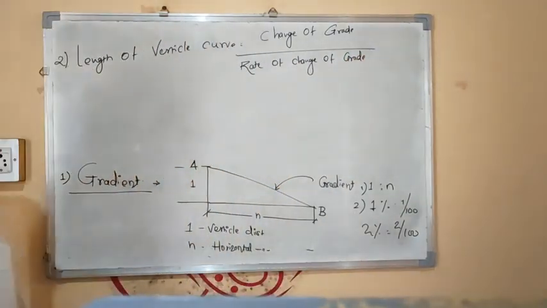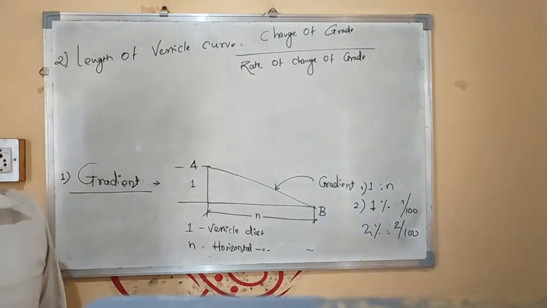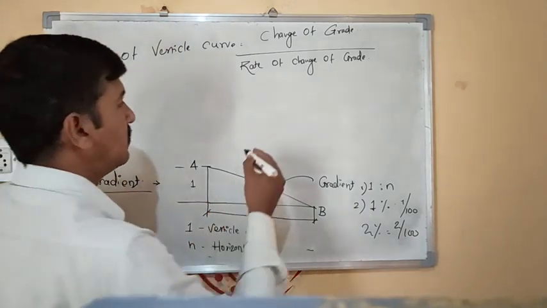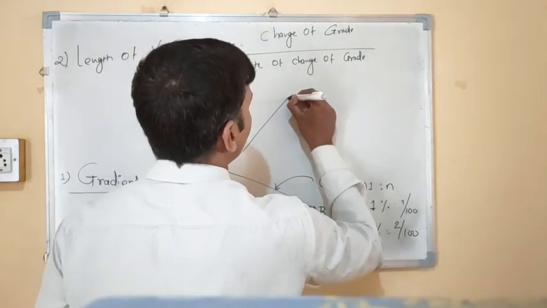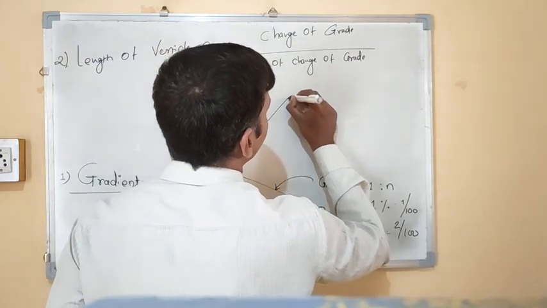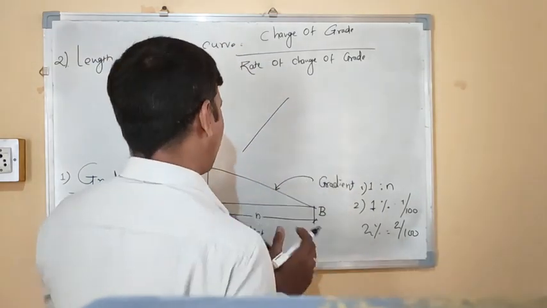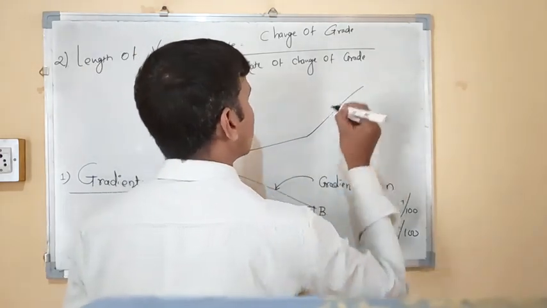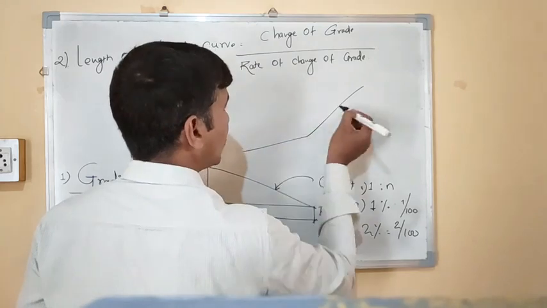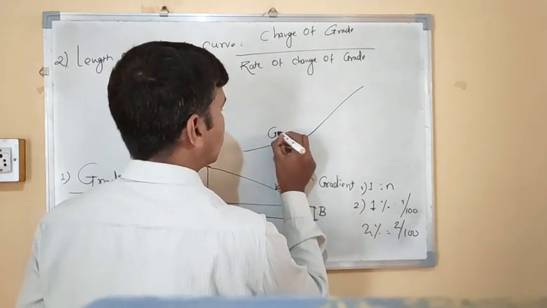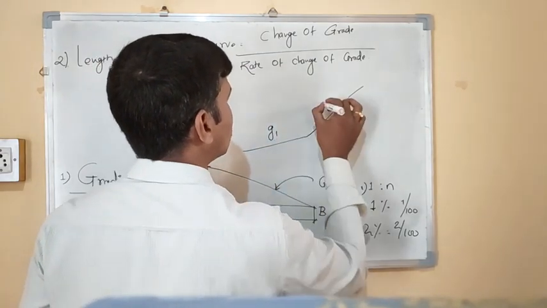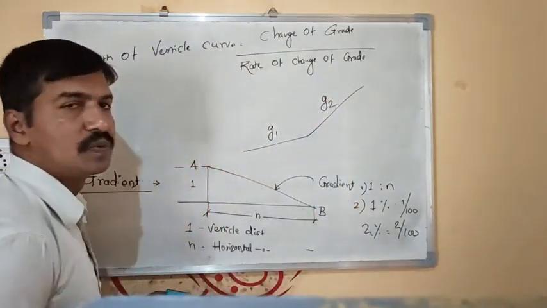By using this particular ratio, we can easily find out the length of the vertical curve. It is the rate of change of grade. If we have two different grades, suppose this is my first up gradient and this is another up gradient, what is the rate of change of this grade? I will express this grade in terms of G1 percentage and G2 percentage.